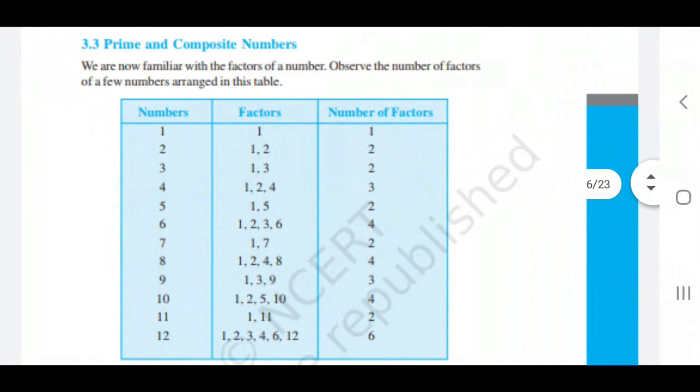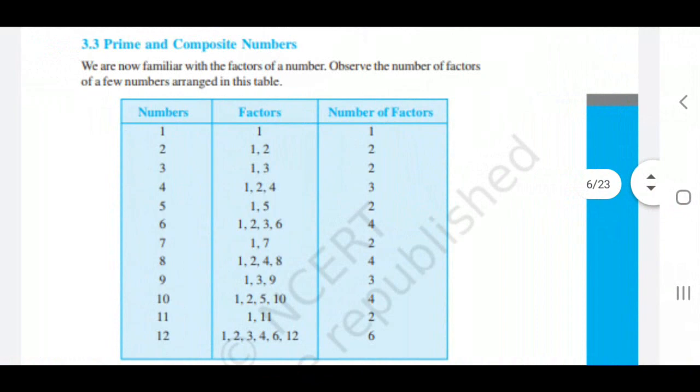2. What are the factors? 1 and 2. Two factors are there. So it is a prime number. 3, 1 and 3. It also has two factors. So it is a prime number. But 4, three factors are there, isn't it? So it is a composite number. 5, how many factors are there? 1 and 5. So 2 factors are there. So 5 is a prime number. 6, 4 factors are there. So 6 is a composite number. 7, 2 factors only. So it is a prime number.